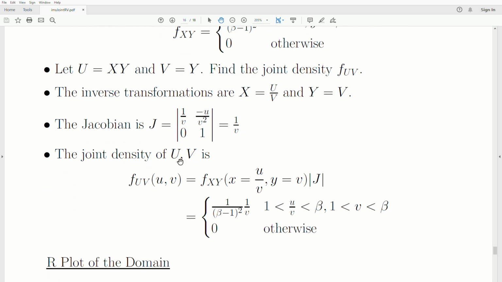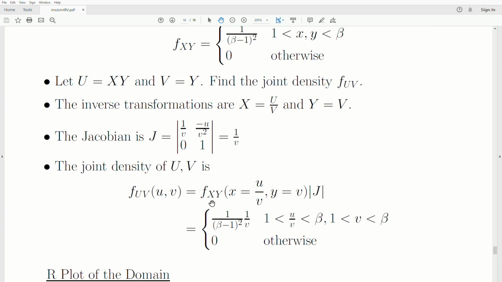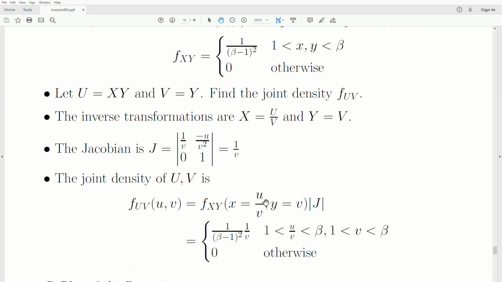So now the joint density of U and V is this. It's f of u, v, equal to f of x, y, and we plug in this quantity, u over v, for x, and then v for y. But notice that it's a uniform, so there's no u or v involved. So we just get this function back, the 1 over (beta minus 1) squared. But the Jacobian of this transformation is 1 over v, and it's the absolute value of that. But v is always positive, so we can just have 1 over v.